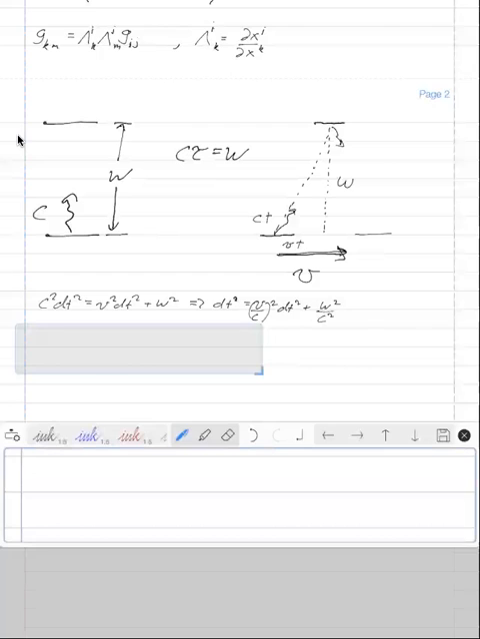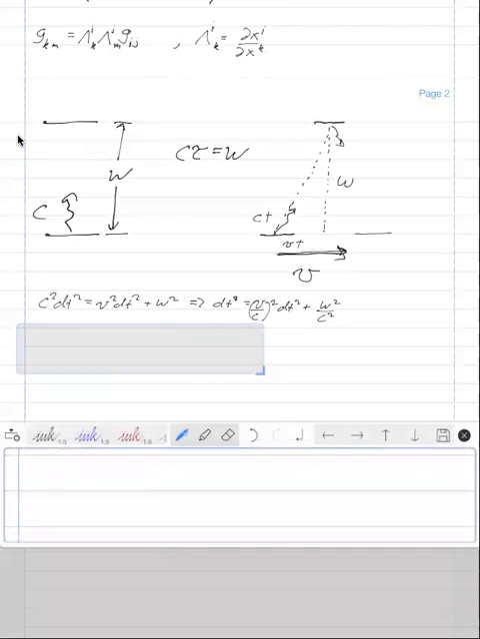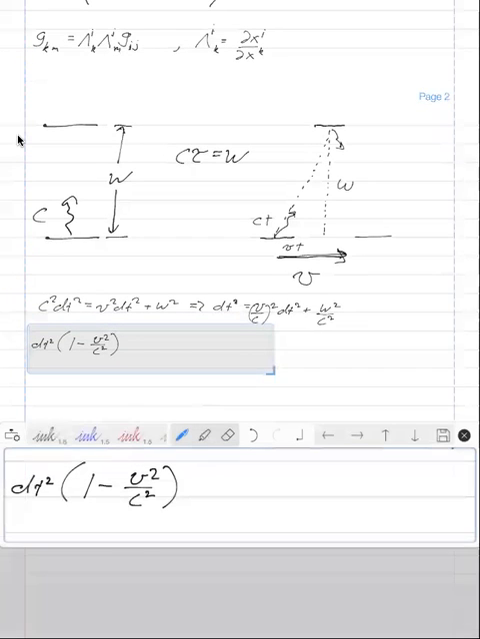All right, I'm just going to collect like terms. We have dt squared times 1 minus v squared over c squared. Those of you used to relativity might notice that that is 1 over gamma squared, in fact. And this is equal to w squared over c squared.